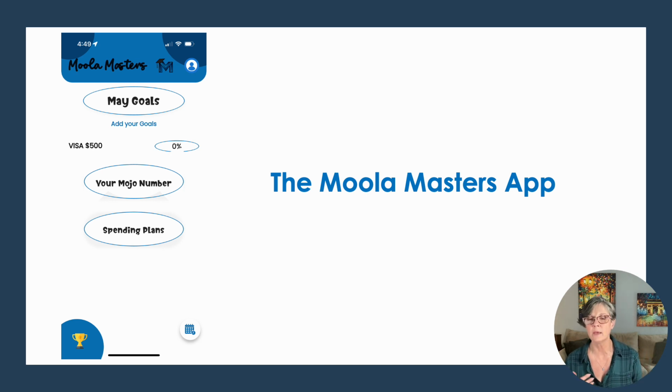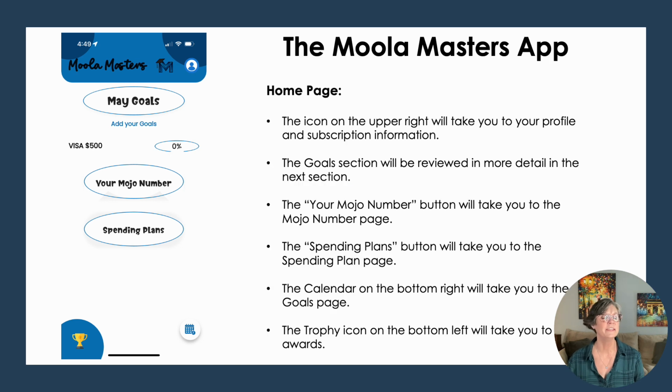The whole point of this app is to help you track your Mojo number every week and also your monthly financial goals. This is the Moola Masters app homepage, and you're going to see right at the upper right corner your profile and your subscriptions. You can go to that page. You can also click the add your goals or the calendar at the bottom to add your monthly goals, and then you see your Mojo number button, your spending plan button, and your awards button.